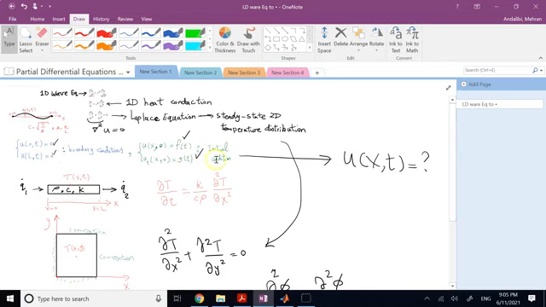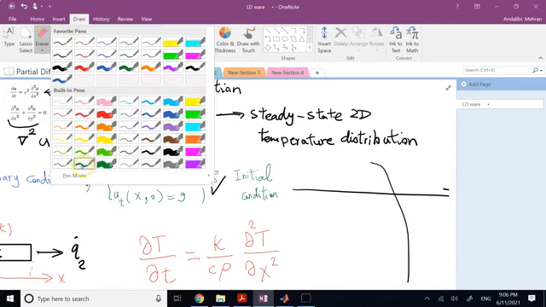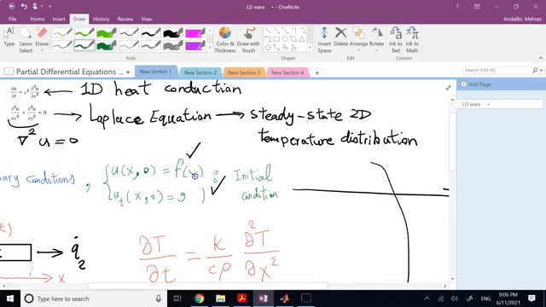By the way, now that I'm looking at this, I made some mistake here, and I'm sorry about it. So it should be f of x, and this should be g of x, not t. Okay, so just please keep that in mind. It's f of x and g of x.